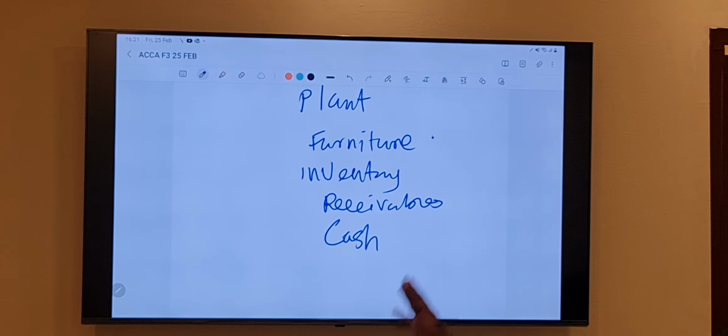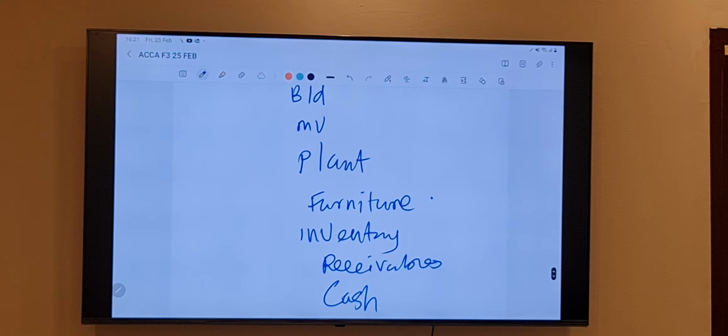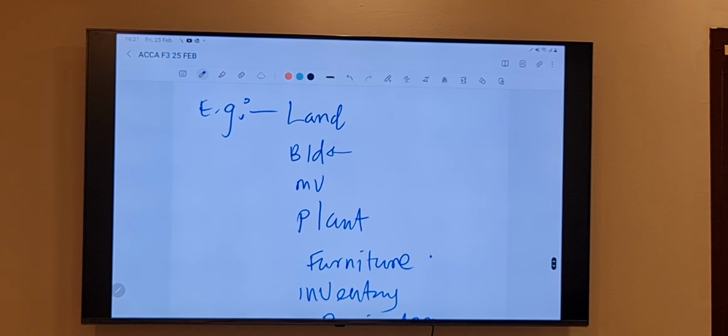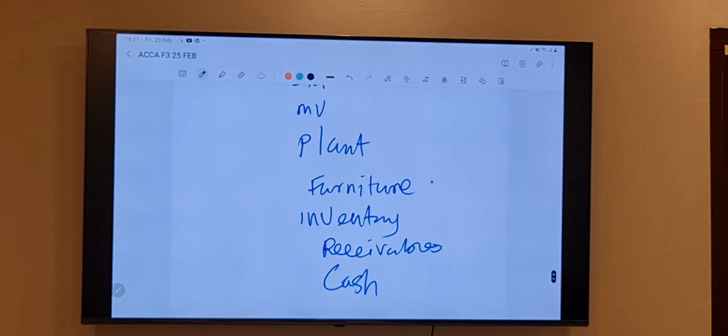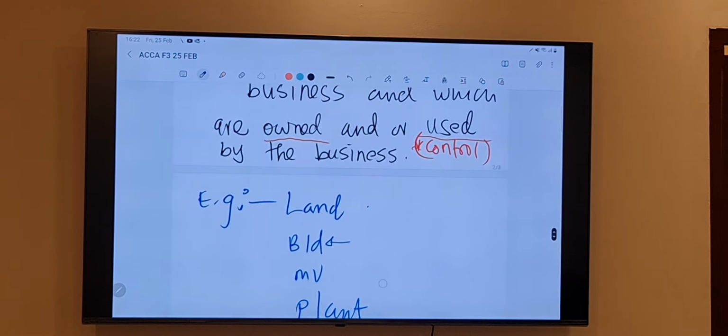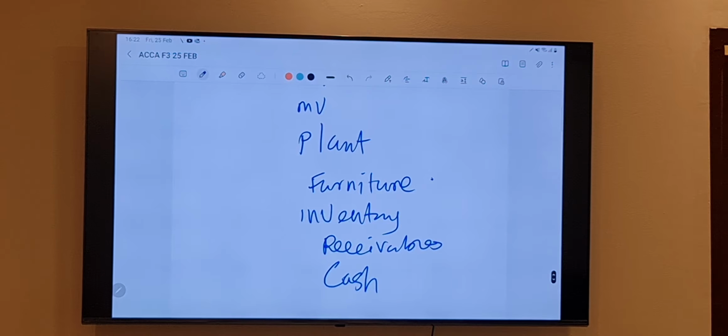So these are the list of assets. What is the meaning of this MEV? Inventory is stocks. No, MEV. The fourth one. Motor vehicle. So motor vehicle, I have written in short. Motor vehicle. This one is building. Land, building, motor vehicle, plant, furniture, inventory, receivable, cash. So all of these are examples of assets.